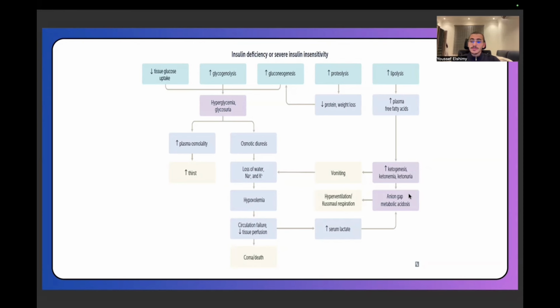These are acidic, so they would cause anion gap metabolic acidosis, and these would cause vomiting, and with vomiting there's also more loss of water and electrolytes. And with metabolic acidosis, as you remember, the compensation is respiratory alkalosis. In order to achieve respiratory alkalosis, there would be hyperventilation, or what is called Kussmaul respiration. Also, as a consequence of circulation failure and tissues starting to die, there will be increased serum lactate. The serum lactate also adds on to the anion gap metabolic acidosis.